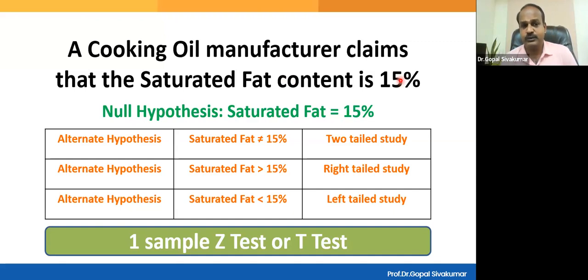And you don't want to take the risk of recommending a product which has a higher fat content or lower fat content. You want to recommend a product which has a fat content slightly plus or minus 15%. Do you understand? But when I say slightly, sir, how much can be considered slight? That is where you require confidence limit.